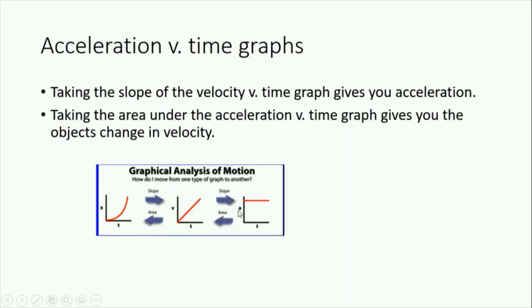And if we work backwards, if we go the other direction, the area of our acceleration versus time graph will give us our velocity versus time. And then if we work backwards off of this and get the area of our velocity versus time, it will give us our graph for distance versus time.